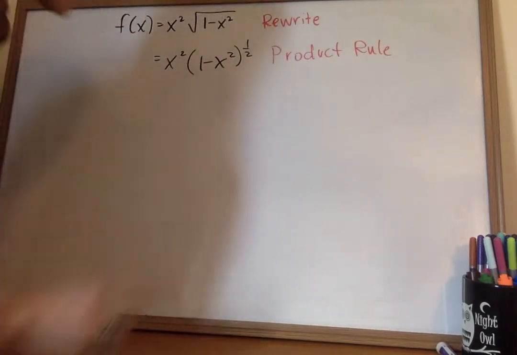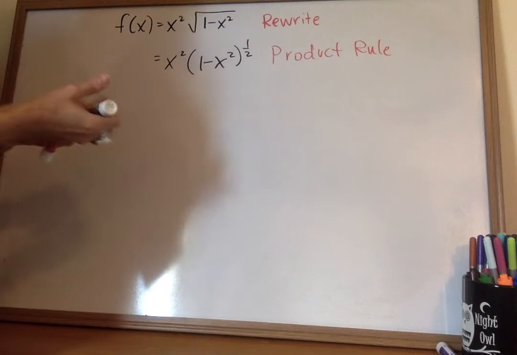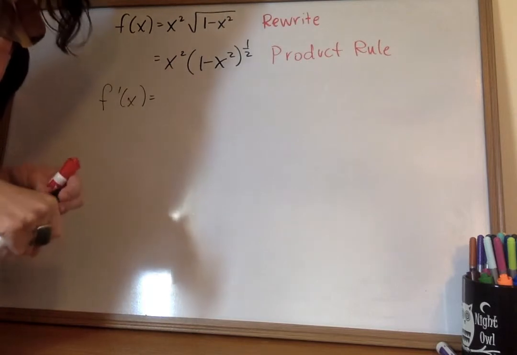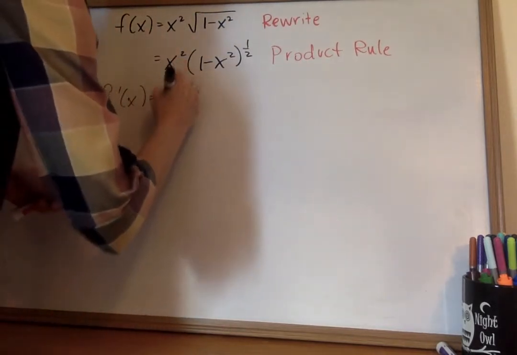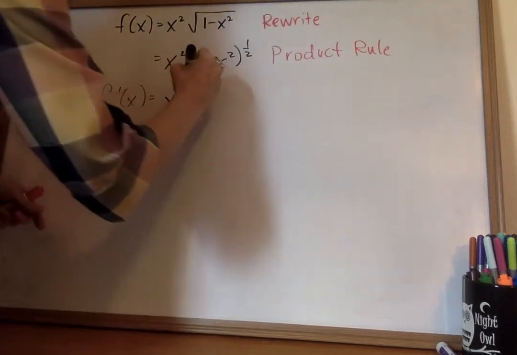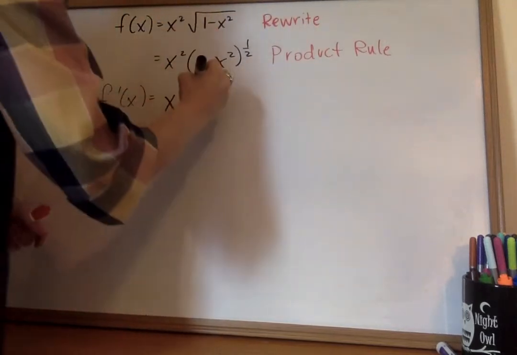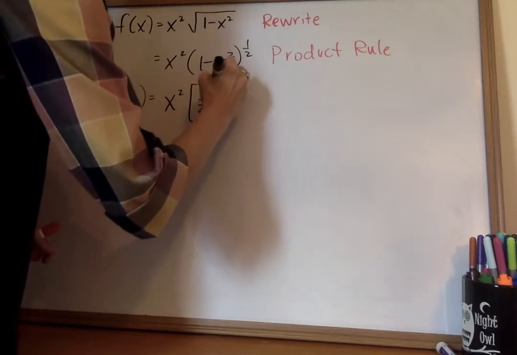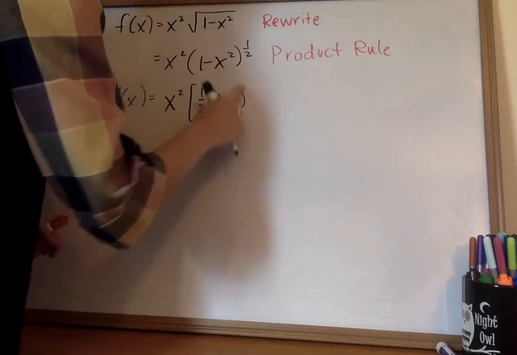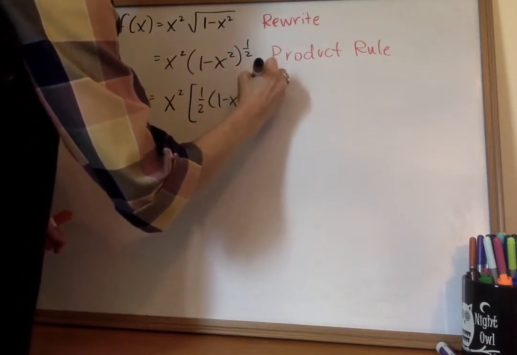But you also might be noticing I'm going to have to use the chain rule to find the derivative of this. So product rule tells me that to find the derivative of a product, I first take the first term, leave it as it is, and multiply it by the derivative of the second term. Now the derivative of the second term, I'm going to have to use chain rule to find. So I'm going to do 1/2 times (1 minus x squared). Oops, the square goes inside. And then I subtract 1 from the 1/2 to get the negative 1/2 power.